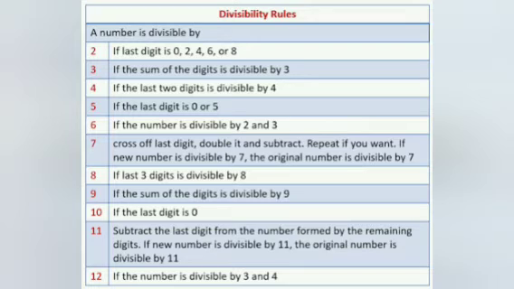Next is 7. Cross off the last digit, double it and subtract. Repeat if you want. If the new number is divisible by 7, the original number is divisible by 7.